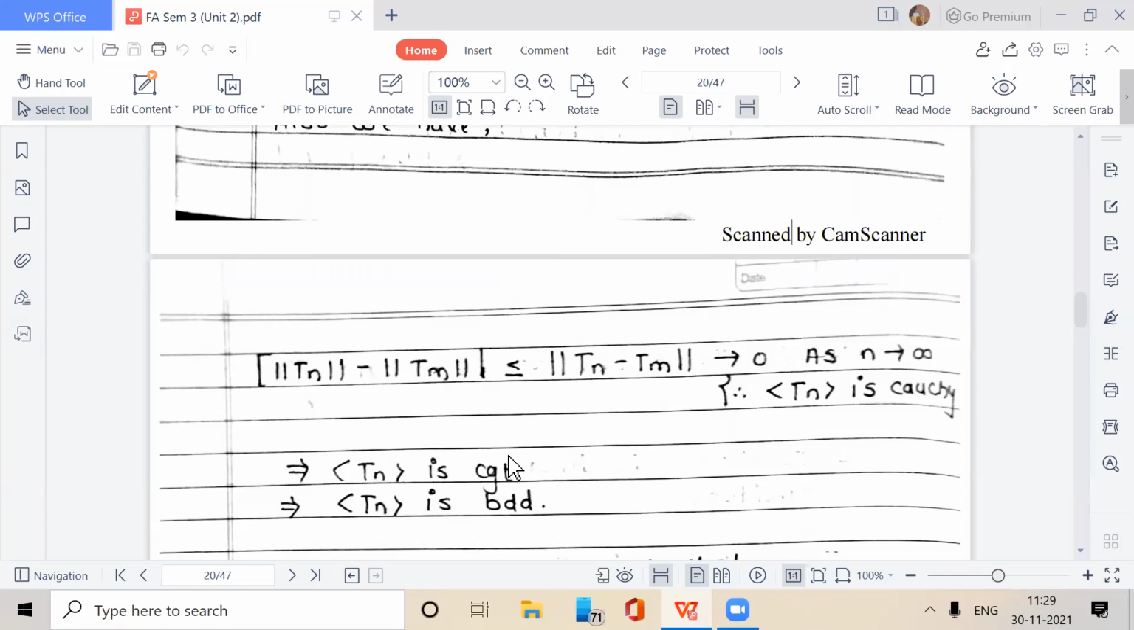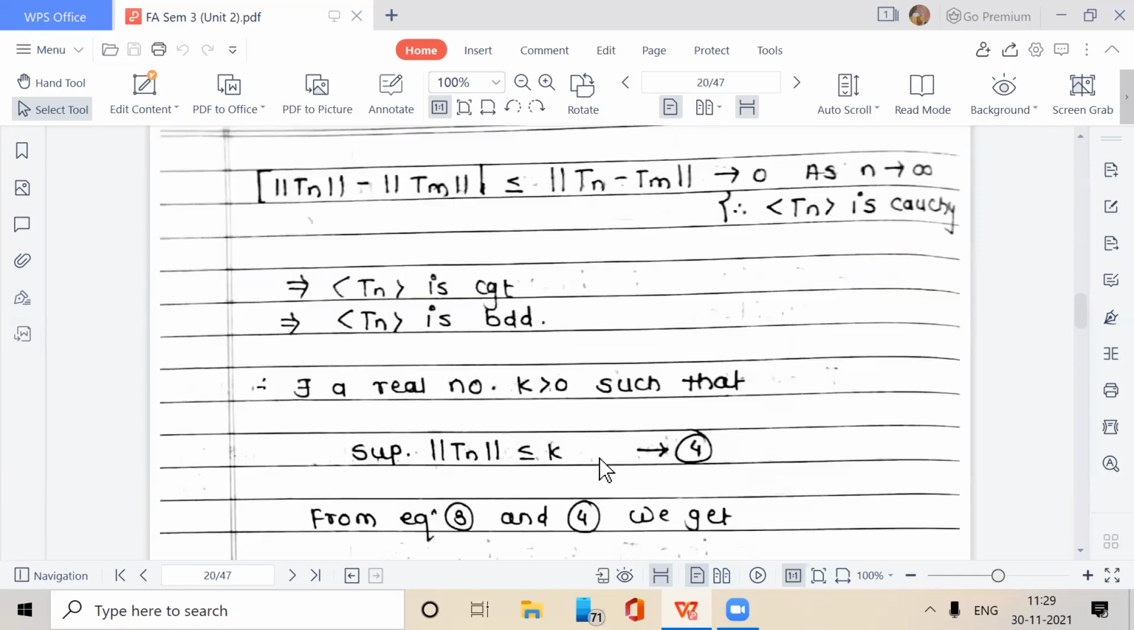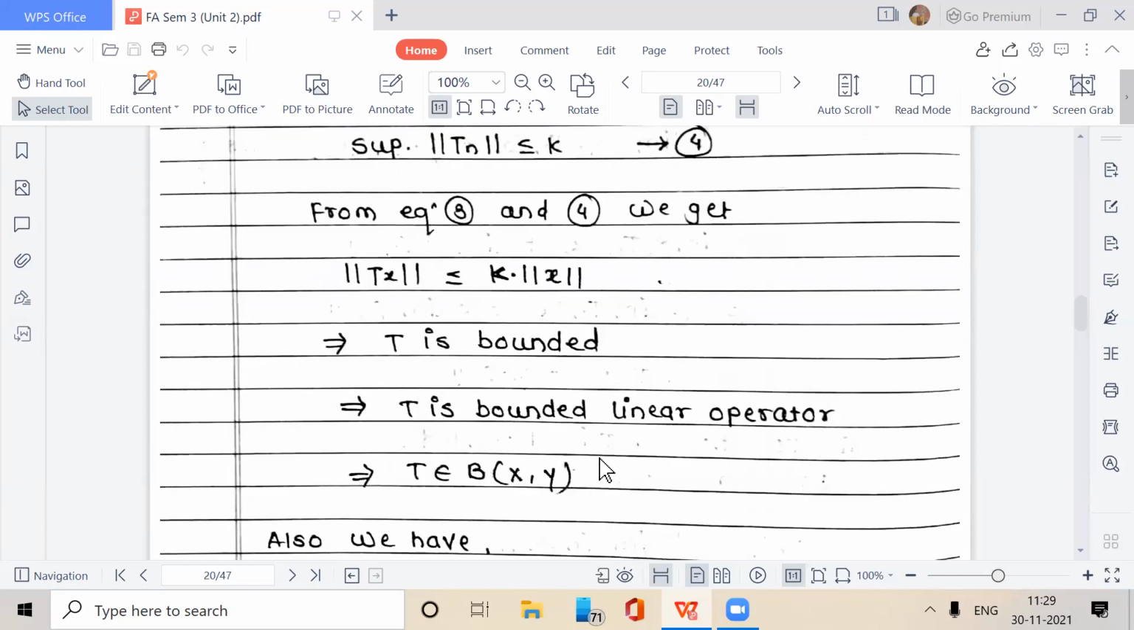We know that sequence, that is norm of Tn, okay, thus it is bounded. So there exists a real number k greater than 0 such that supremum of norm of Tn less than or equal to k. We give this equation number 4. From 3 and 4, we have norm of Tx less than or equal to k into norm of x. Hence, T is bounded. Hence, T is bounded linear operator. T belongs to B of X, that is set of all bounded linear operators from X to Y. And hence, B is a Banach space.